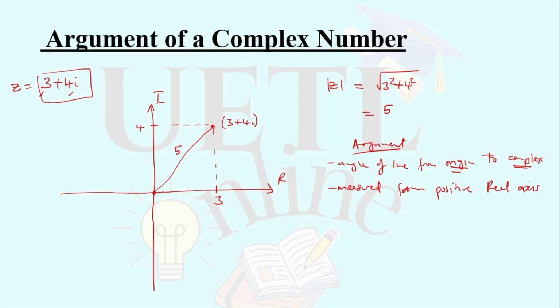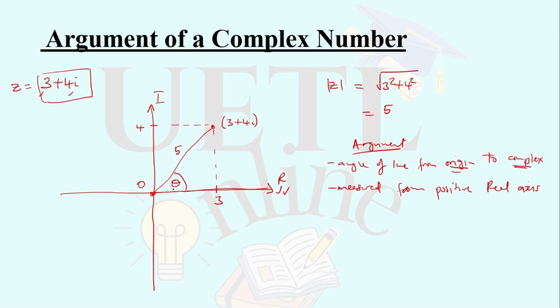So this means that this angle, let's call it theta. This is what we call the argument. So the argument is the angle from the origin to the complex number, in this case 3 plus 4i, and it is measured from the positive real axis. It is measured from here. Okay, so this is our theta.